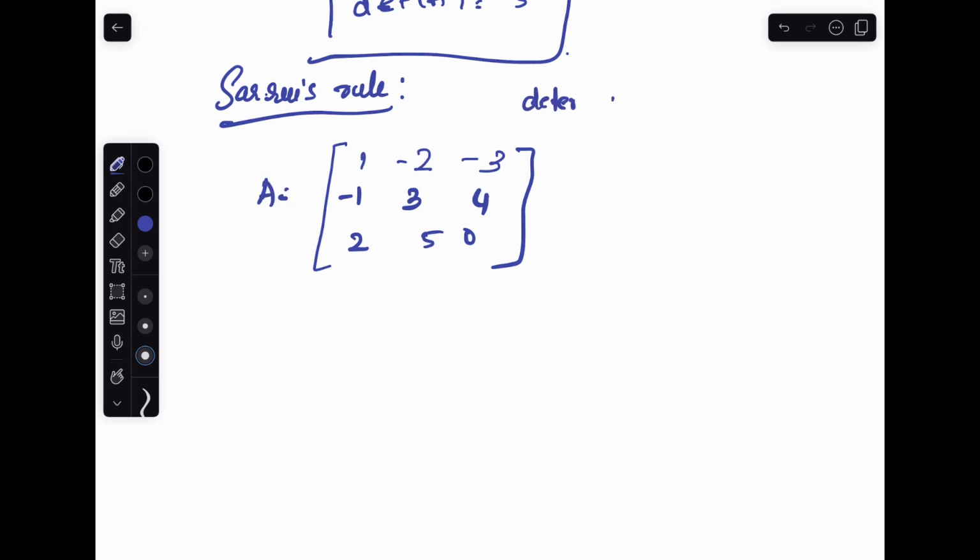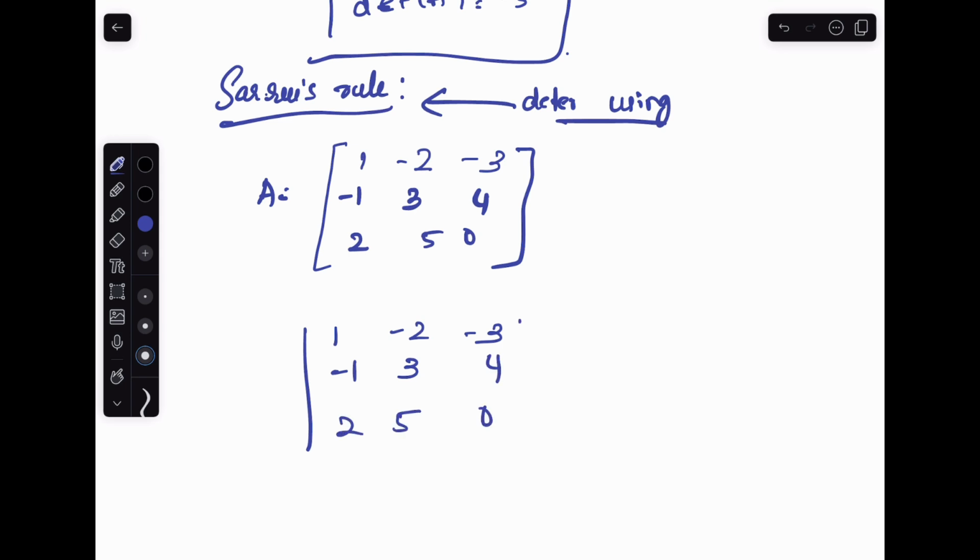So this is one of the topics where you can find the determinant. And what does the Sarrus rule say? You can find the determinant by copying and pasting the first and the second column to the right hand side. So how will we do that?